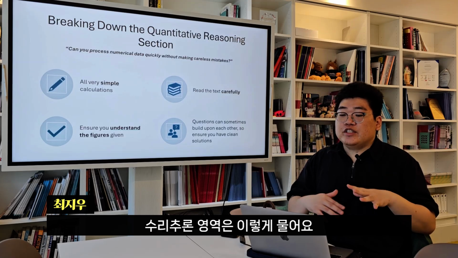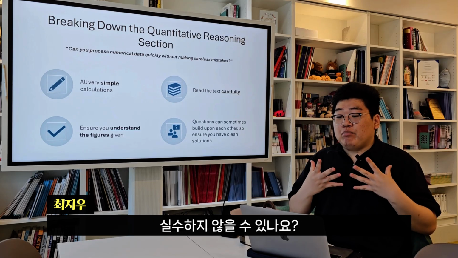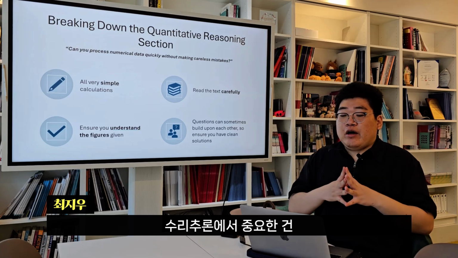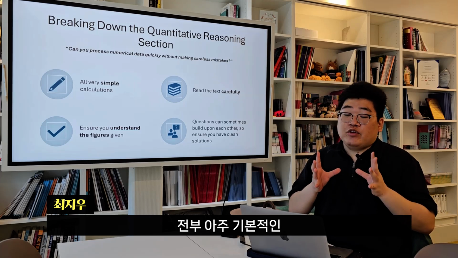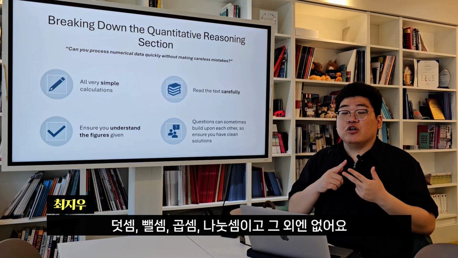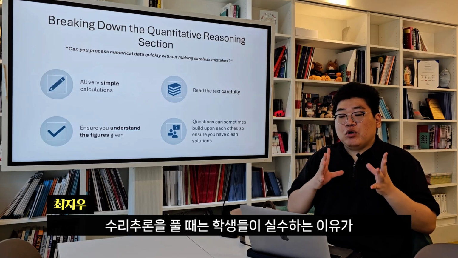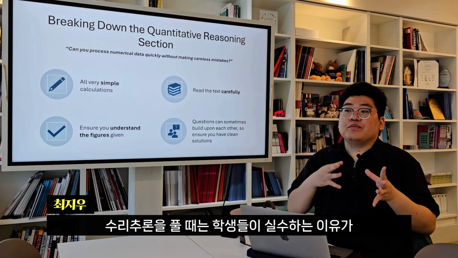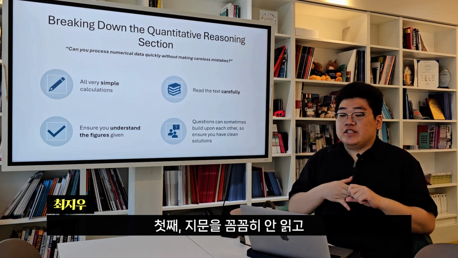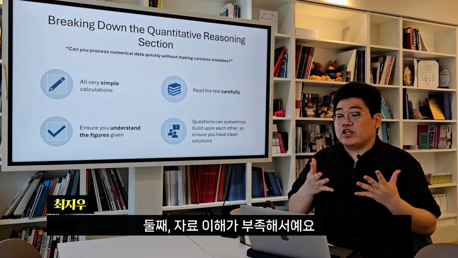So for the quantitative reasoning section, it asks you, can you process numerical data quickly without making careless mistakes? Now, the main important bit about the quantitative reasoning section is that it's all very simple mathematics. It's just addition, subtraction, multiplication, and division, nothing else. So when approaching the quantitative reasoning section, the reason why students tend to make mistakes is because they, 1, don't read the text carefully, and 2, they don't understand the figures given completely.